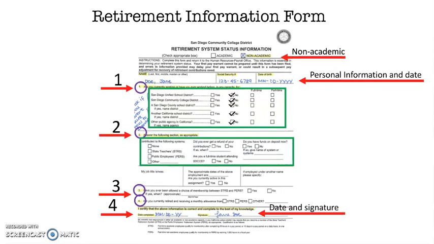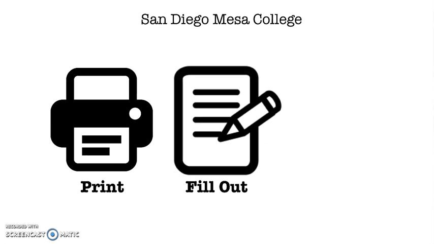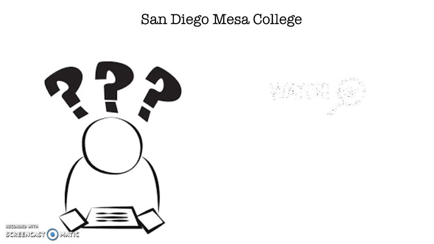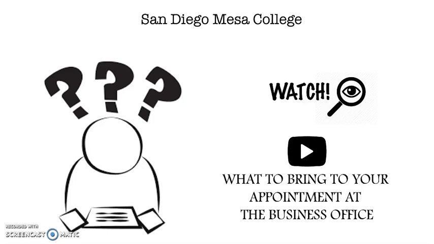Please remember that you will print these forms, fill them out, and bring them to your appointment in the Business Support Office, along with the other forms that are part of your application process. If you have questions about which documents you will need to bring hard copies of to your appointment in the Business Support Office, please watch our next video titled, What to Bring to Your Appointment at the Business Support Office.